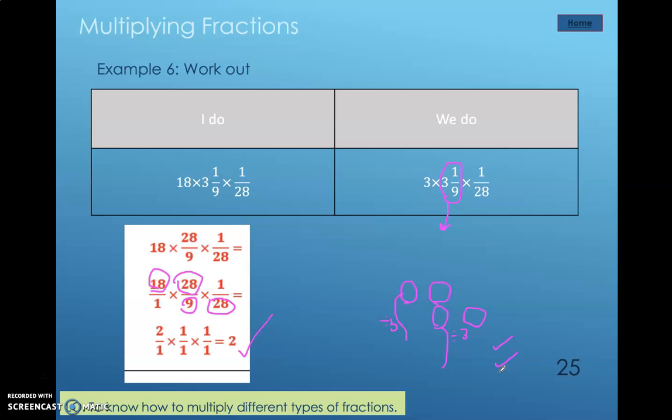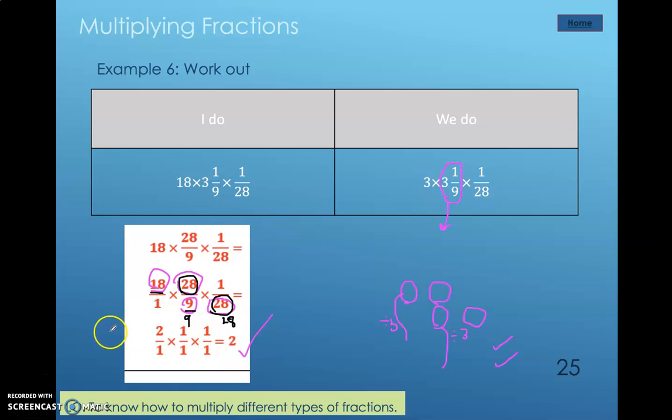Another example here, if we can copy the I do. So again, pattern spotting, so we have 18 and 9, both divisible by 9. We have 28 and 28, which are both divisible by 28.